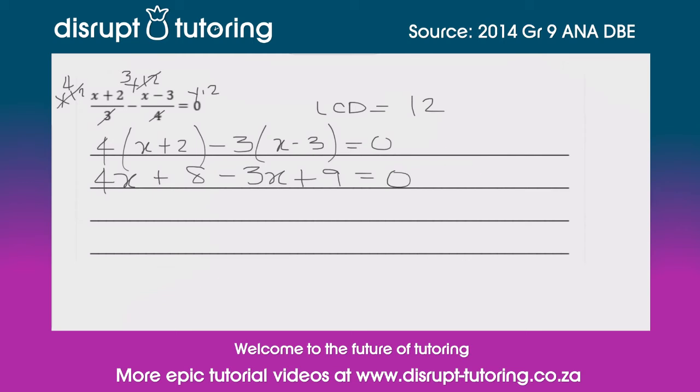Now we need to collect our variables, and that's going to stay on the left-hand side. So 4x minus 3x is going to give us x. And we're going to take the 8 and the 9 across. Let's first add them together. So 8 plus 9 is going to give us 17. But if we need to subtract 17 on the left-hand side, we need to do the same thing on the right-hand side. So it's going to be minus 17.